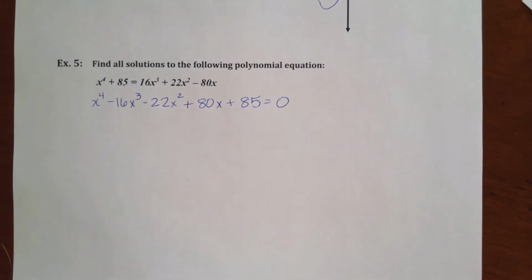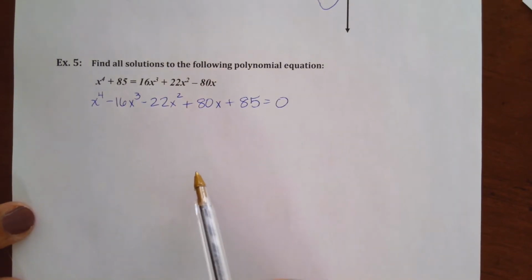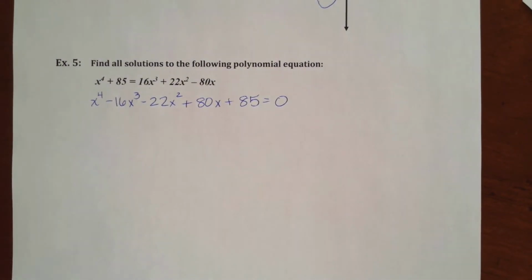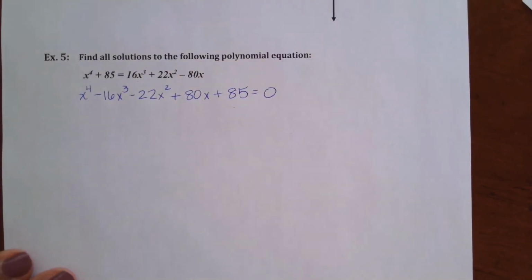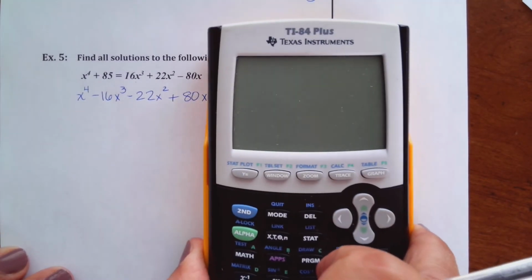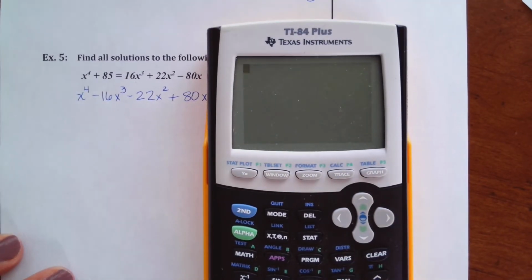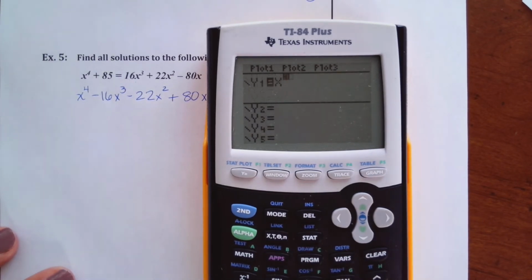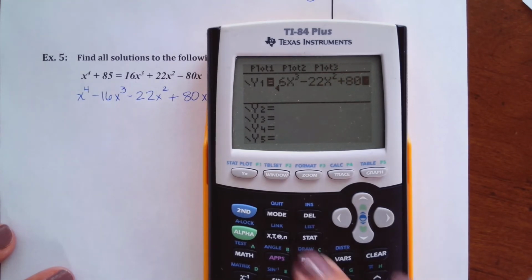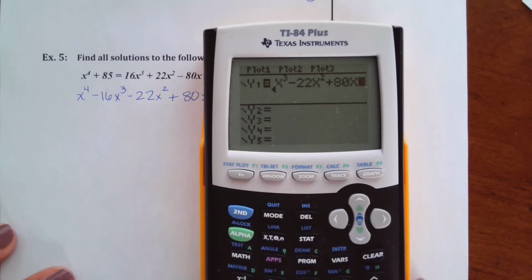All right, so typically, if I didn't have a calculator, I would have to use the rational roots theorem and come up with all the possible rational roots and figure out which one is a solution. But because I have a calculator, we're just going to graph this and see what happens. Okay. So I'm going to put this into y equals, so you can do that with me or just watch. So we've got x to the 4th minus 16x cubed minus 22x squared plus 80x plus 85.